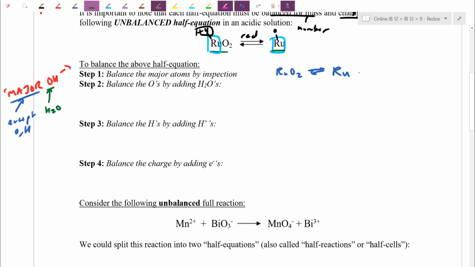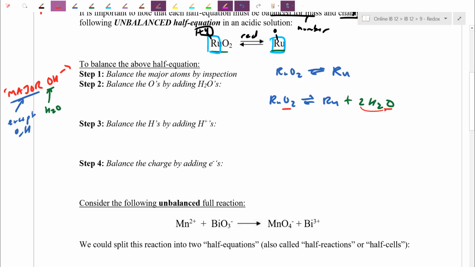So what I'm going to do is add 2 waters to the right-hand side. So RuO2. Balancing in redox is really, really systematic. It would be really hard to do this by inspection. How would I know there would actually be 2 waters coming out? And again, I knew I needed 2 waters. Every water only has 1 oxygen, but I had 2 oxygens, so I needed to make sure that at least the number of oxygens is balanced.